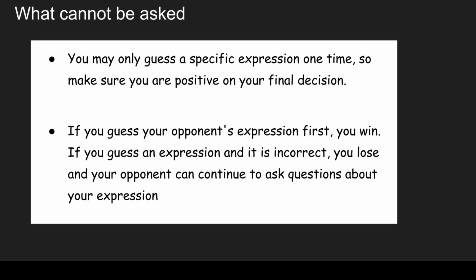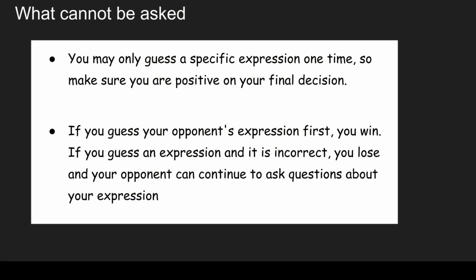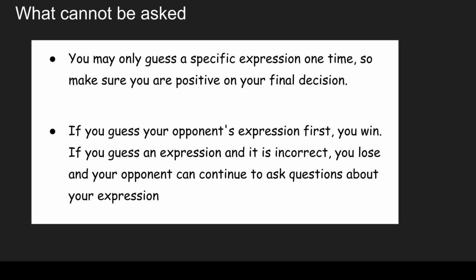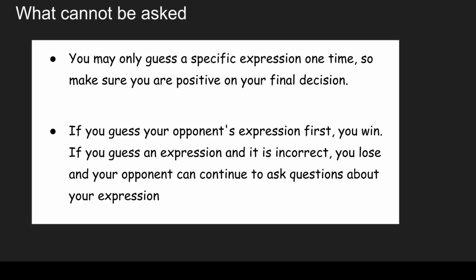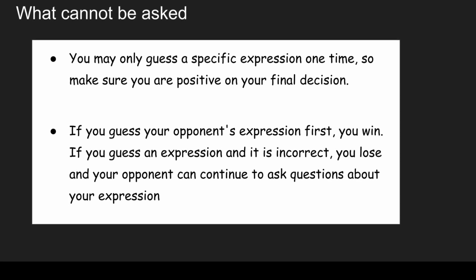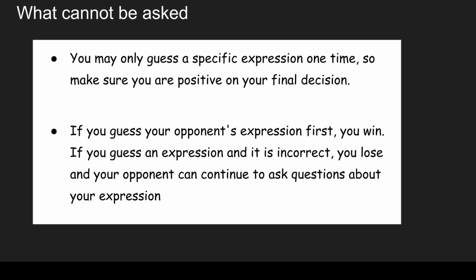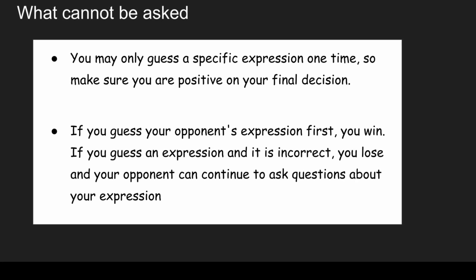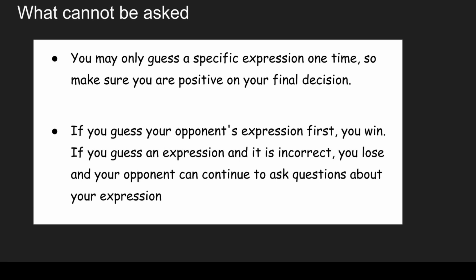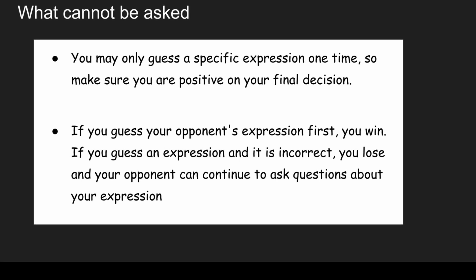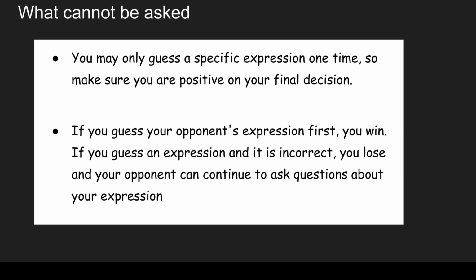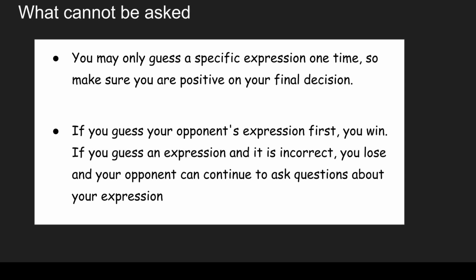An important rule to note is that you may only guess a specific expression one time, so make sure you are positive on your final decision. If you guess your opponent's expression first, you win. If you guess an expression and it is incorrect, you lose and your opponent can continue to ask questions about your expression. Players should phrase the final question like, is your expression 2 times 2 times 2?